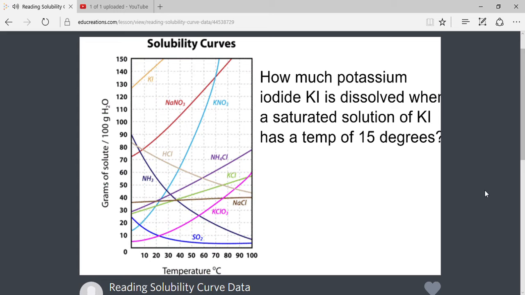In this example, we're interested in the saturation point for potassium iodide at 15 degrees. Therefore, we find 15 degrees on the graph, and we draw a line upwards until 15 degrees crosses the solute of interest. We can see it crosses the point for KI somewhere at approximately 140 grams of solute. Therefore, 140 grams of solute would be dissolved when the solution is at 15 degrees if we're speaking of the chemical called potassium iodide.